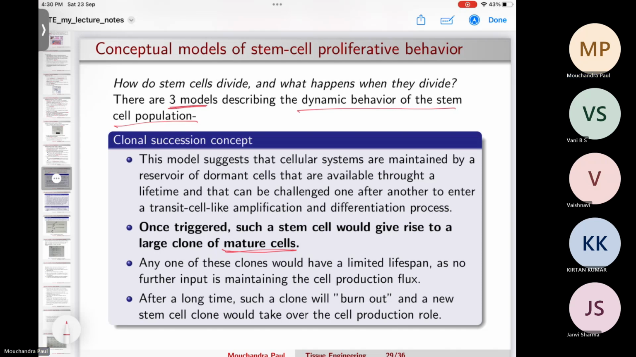All right. So if this kind of division goes on for a long period of time, then what will happen? The entire reservoir of stem cells will finish, right? And it will be up to the differentiated cells to proliferate and maintain the cell number of the organ. Okay, but that also has a limitation on how long it can go on. So this is one model of describing how stem cell division is taking place.